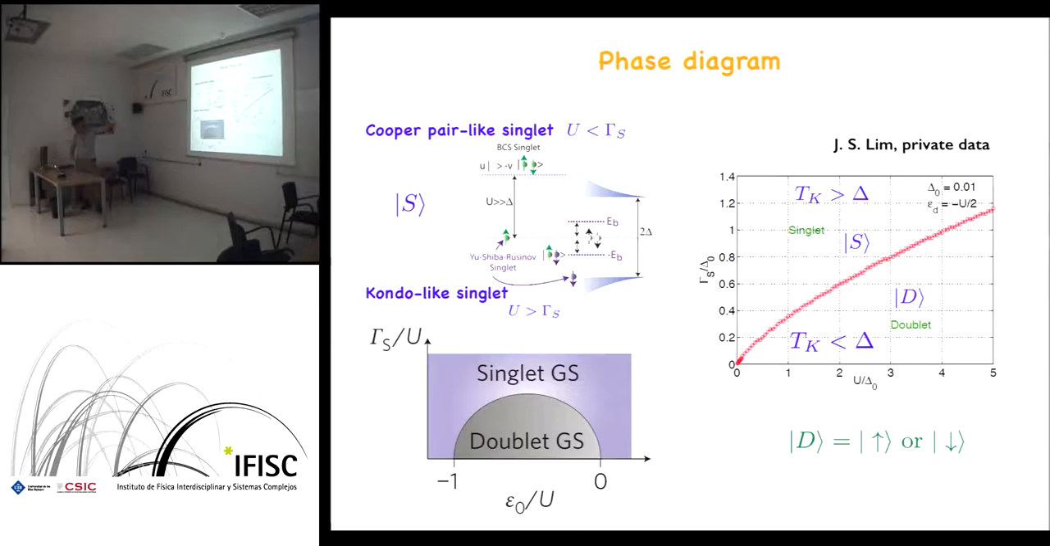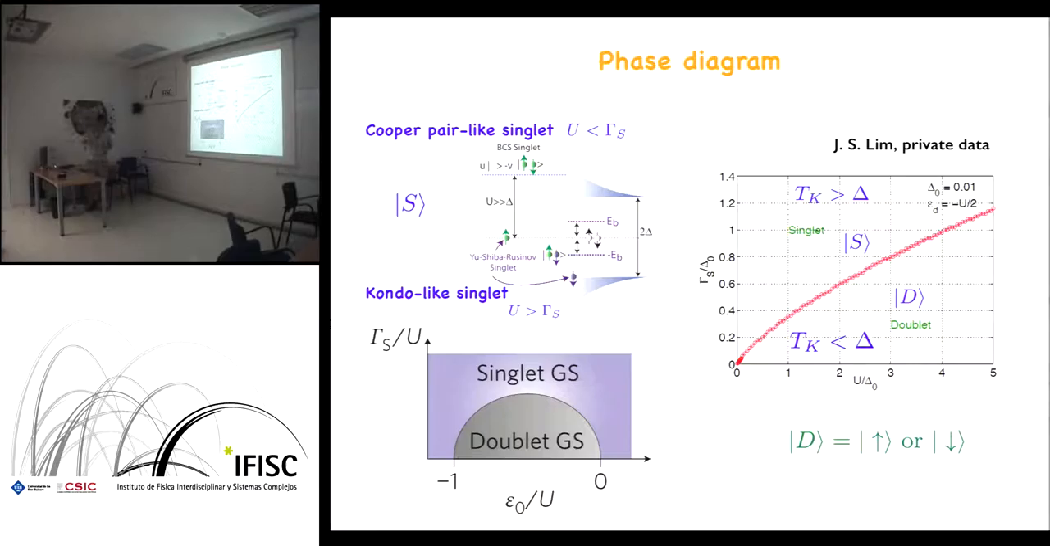Here I display the phase diagram. There are two ground states. Let us assume the superconducting correlation is very strong. Then electrons make Cooper pairs. They don't consider the quantum dot electron. So the quantum dot electron is free. So it can be up or it can be down, but it is a doublet.